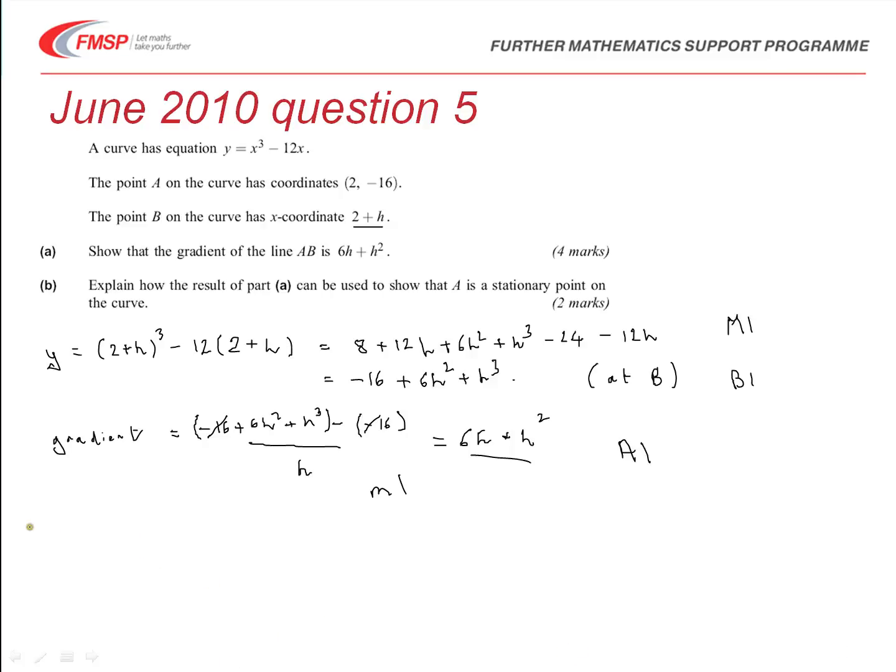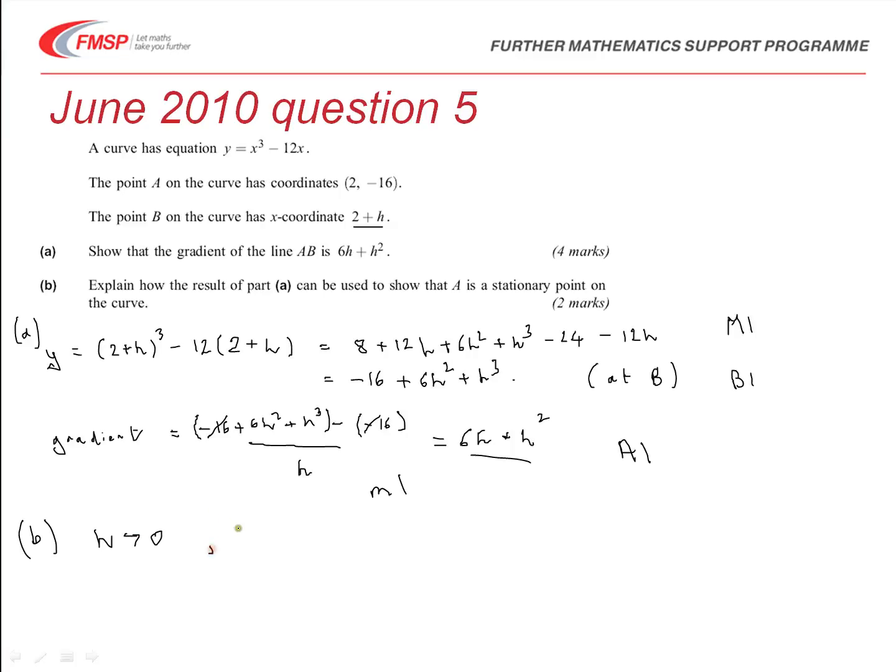On to part B. You've now got to explain how the result of part A can be used to show that A is a stationary point on the curve. Well, to know what the gradient actually is at A, we have to let h get smaller and smaller, so B moves closer and closer to A. So to do that, you have to let h tend to 0.